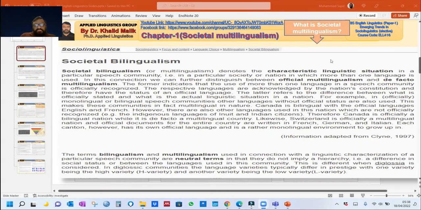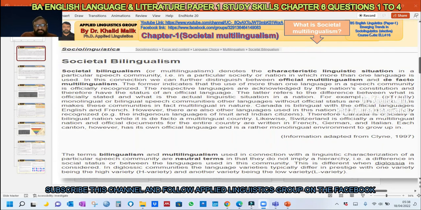It has 7 questions. The first question is, what is societal multilingualism? This is BS English Linguistics, paper 1, Emerging Trends in Social Linguistics. It's an elective subject. Most of the students get it when they have English linguistics. That's the base. The course code is ELL416, according to HEC, Higher Education Commission of Pakistan.